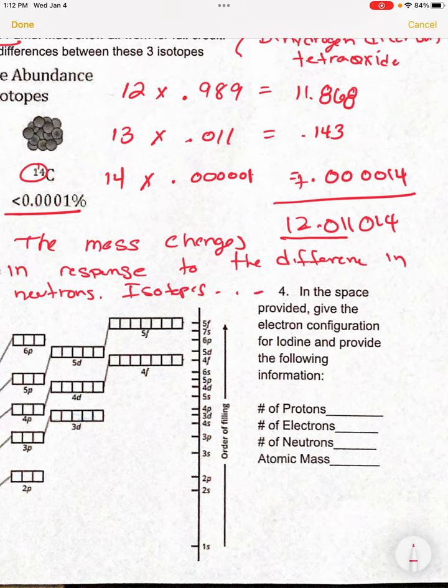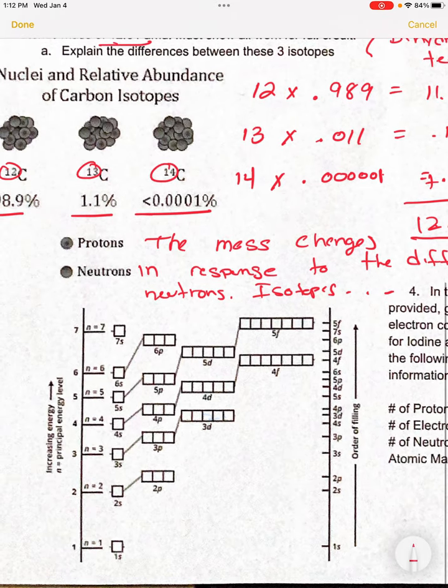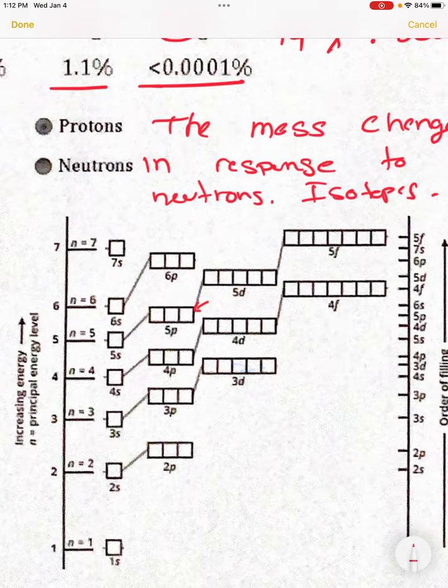In the space below, give the electron configuration for iodine and provide the following information. Iodine is element number 53. It's in the 5th period, and it's in the P block. So I know I'm going to go at least up to here. Let's go through it.